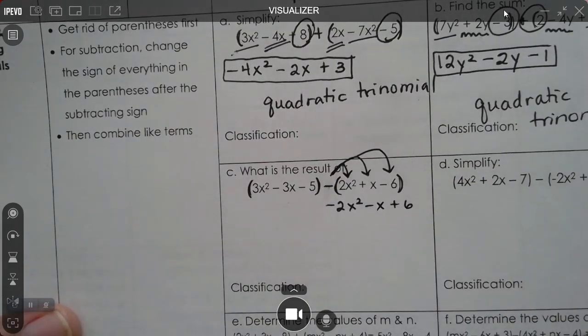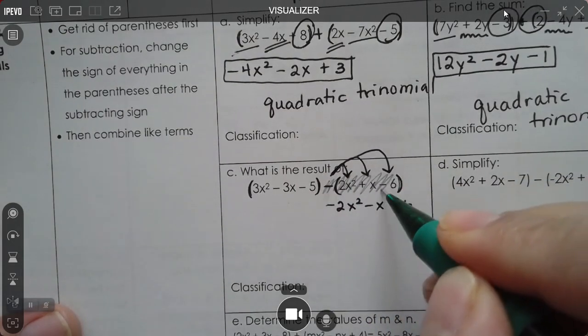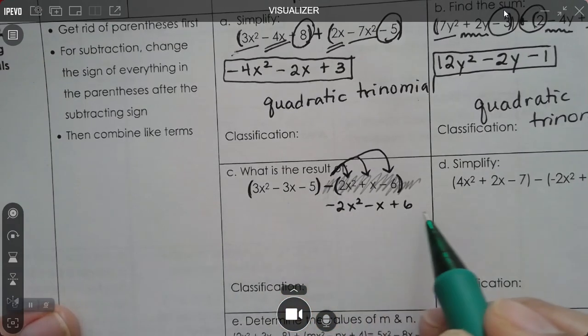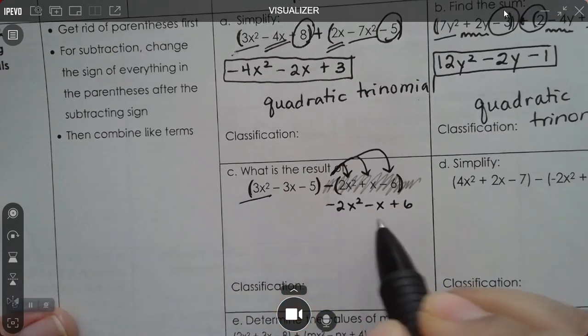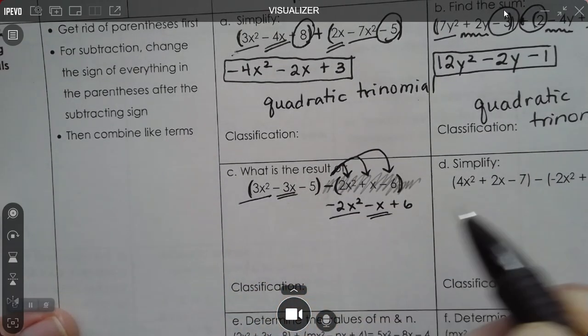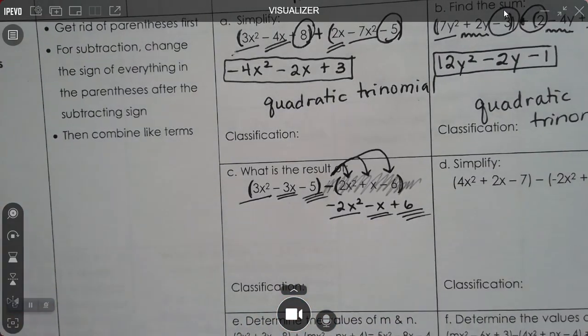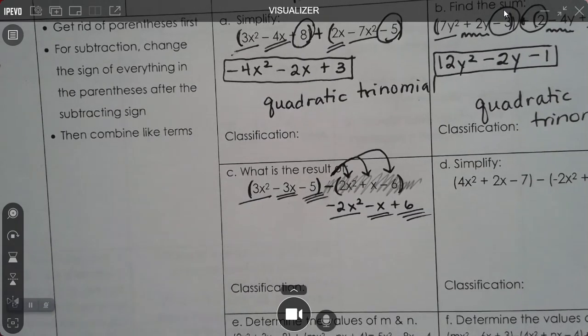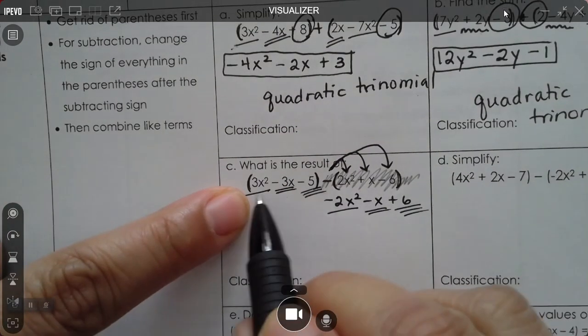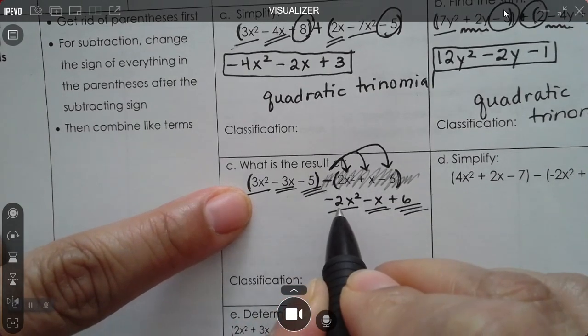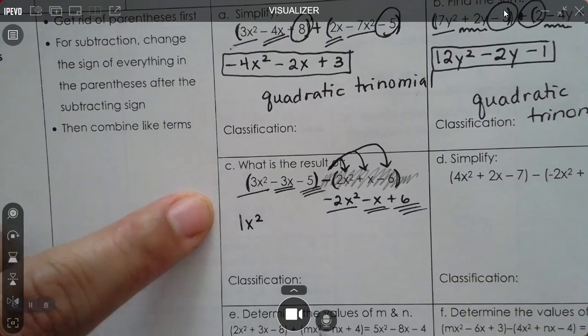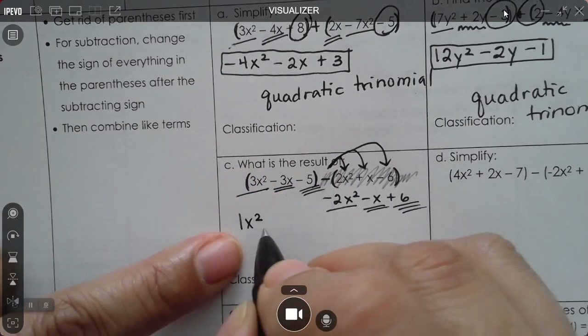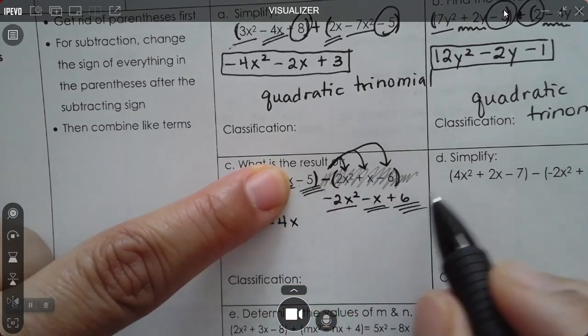And just so I don't make a mistake, all of this is gone. So I'm dealing with this and I'm dealing with this. Okay, combine your like terms. Okay, what is 3 add negative 2? All right, what is negative 3 add negative 1? And negative 5 add positive 6.